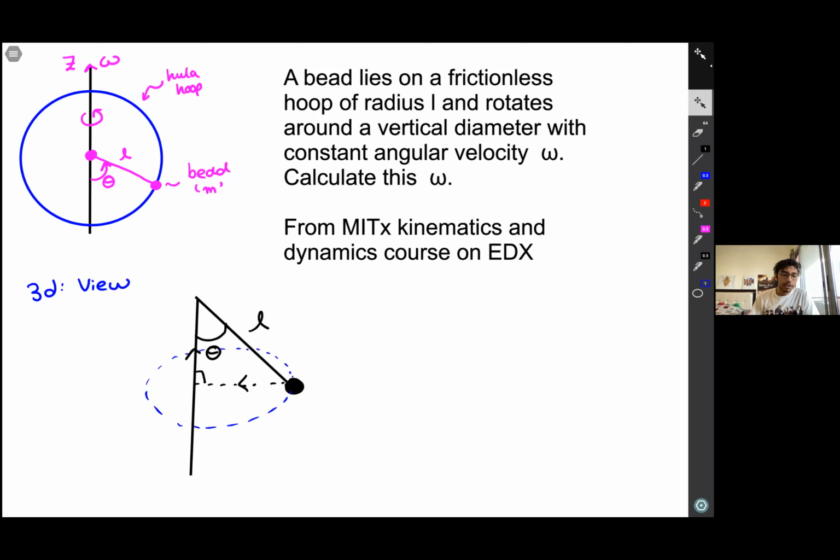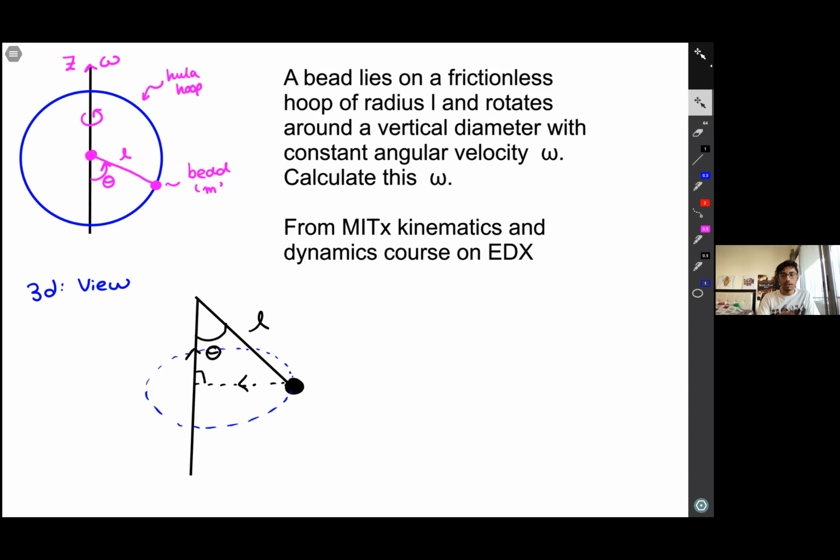A bead lies on a frictionless tube of radius L and rotates around a vertical diameter with constant angular velocity omega. The question asks us to calculate this angular velocity. I took this question from MITx's kinematics and dynamics course on edX.